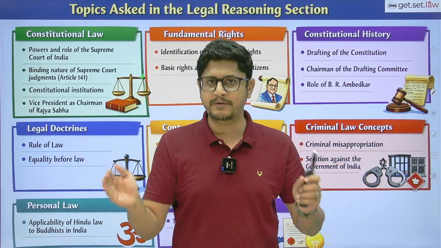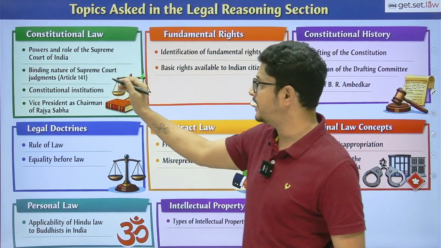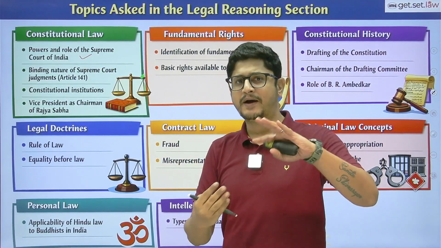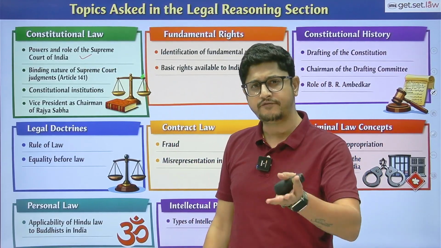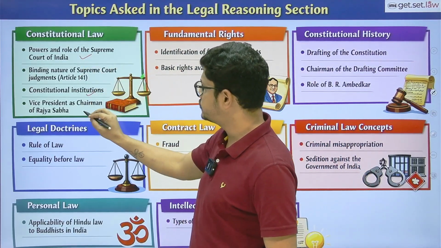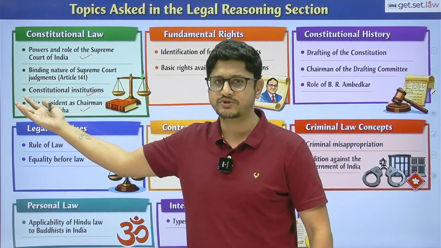These were the ambit which they have covered up. So when they talk about constitutional law, over here they have given a paragraph on the power and the role of Supreme Court of India, majorly ranging around 150 to 200 words. Next, it was about the constitutional institution, vice president as chairman of Rajya Sabha. So these were the questions on the legal GK.